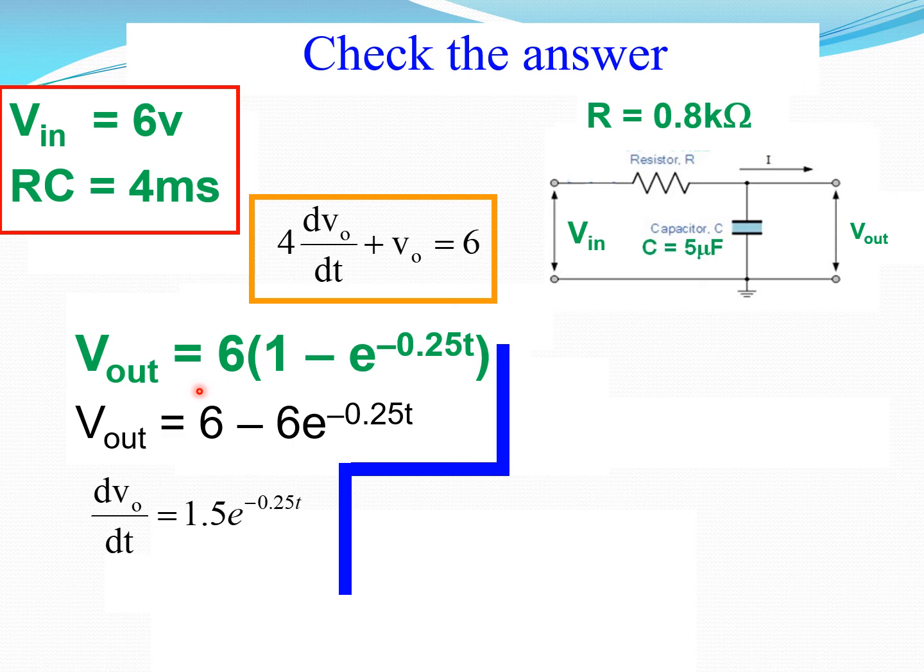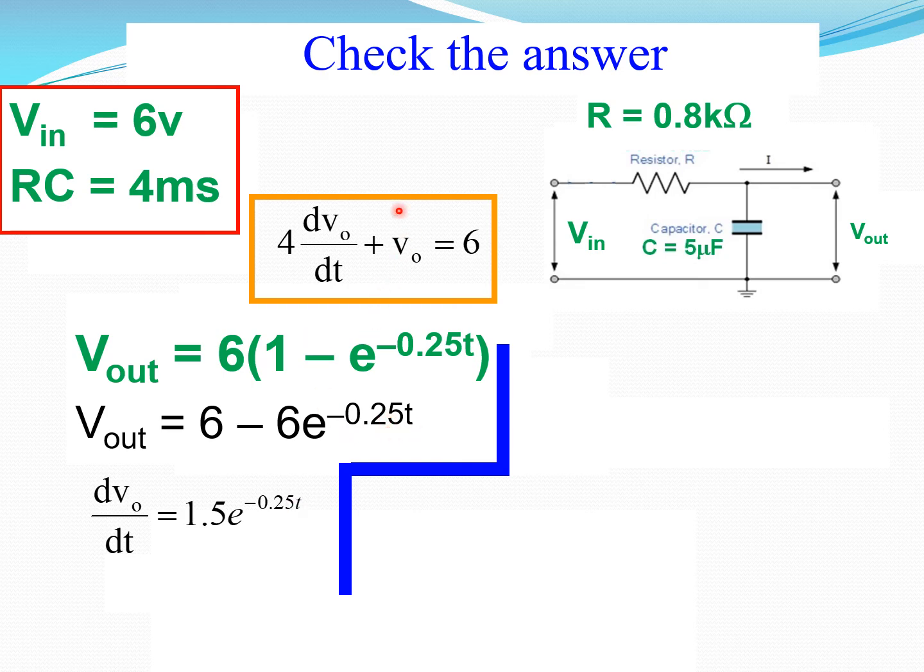In a week or two's time in class, we'll come back and show you how to solve the differential equation. So this is the answer. V out equals 6 times 1 minus e to the minus 0.25 t. Let's just multiply out that expression. So V out is 6 minus 6e to the minus 0.25 t.